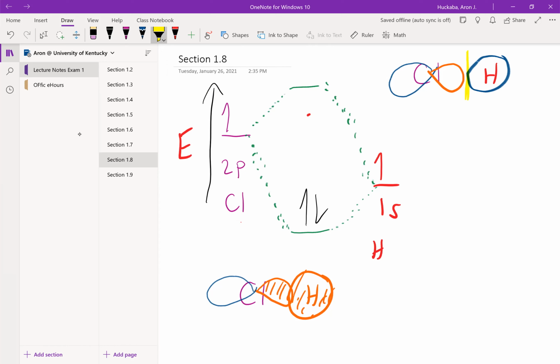In fact, this yellow line I've just drawn is called a node. A node is an area of space where there's no electron density. It's like a big wall and it's very high in energy. That's why this state is so high in energy, because of the sheer energy it takes to make that node between the two atoms. So this is what would happen in a molecular orbital theory explanation of bonding.